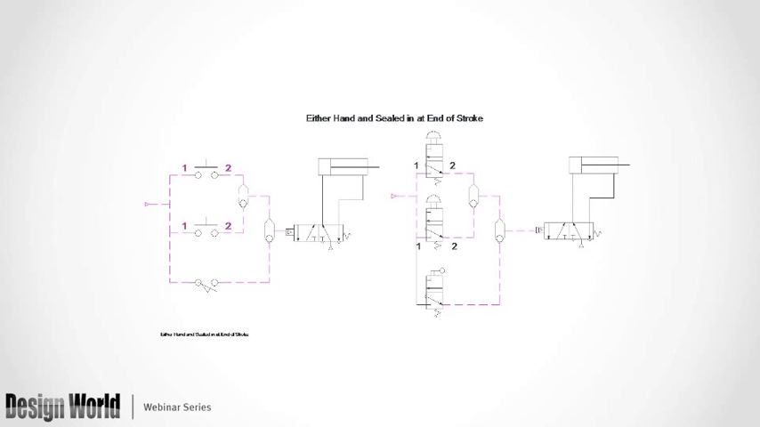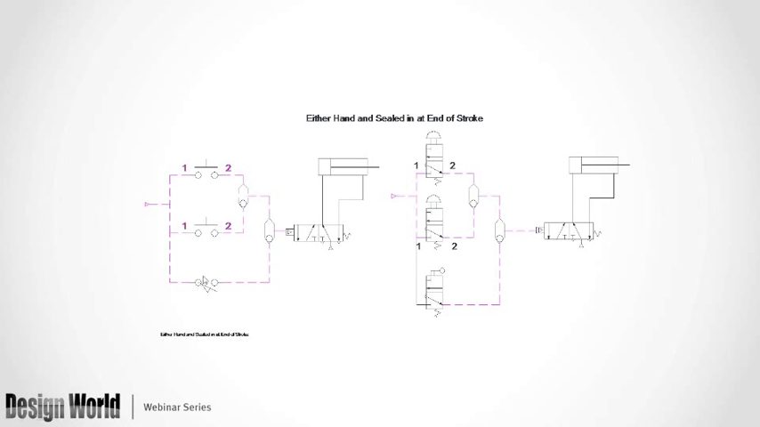So here's the application. I bring air in here, pilot air pressure. I push the button, air will go down, push this shuttle down, push that shuttle down, and shift the valve over. Okay, the cylinder goes out.